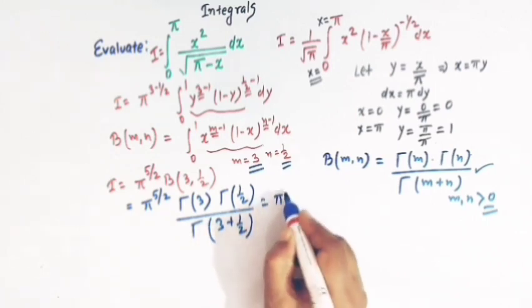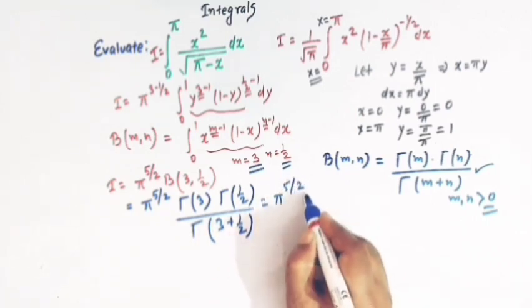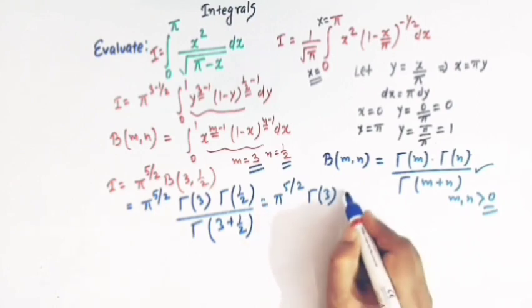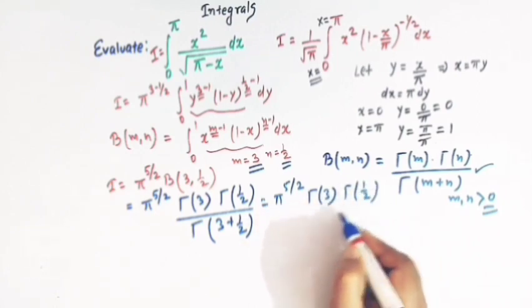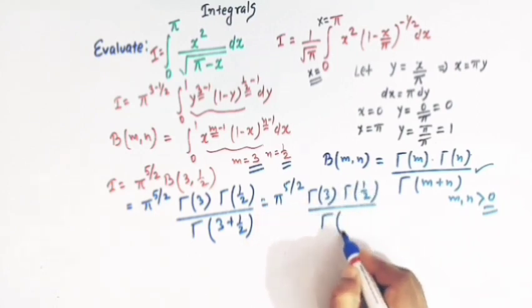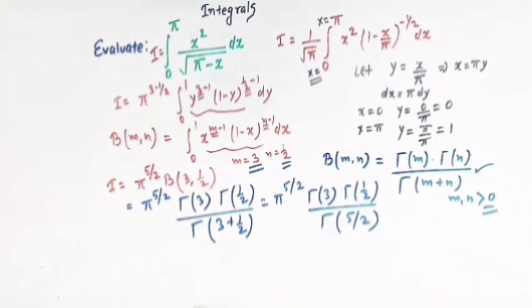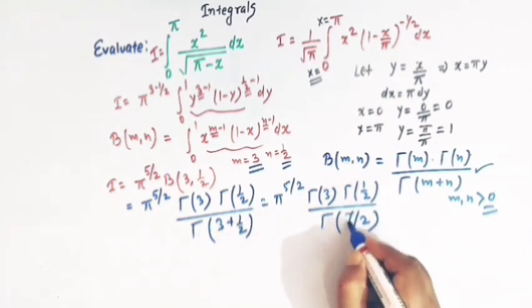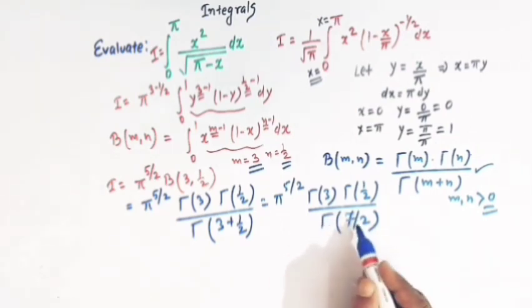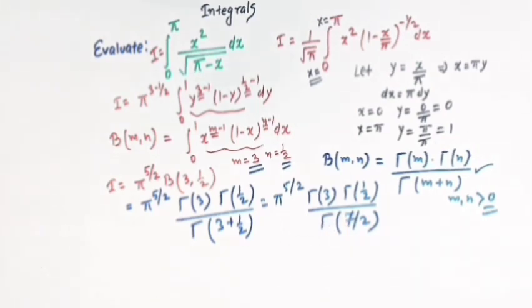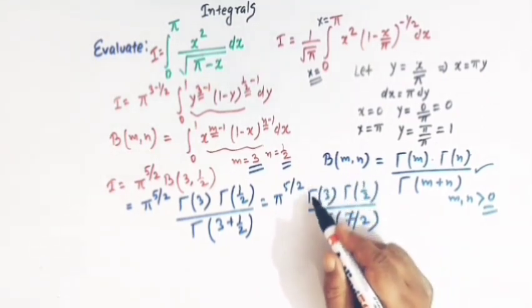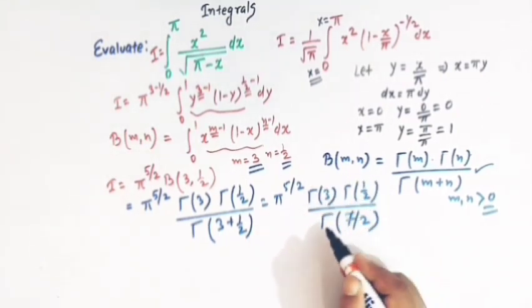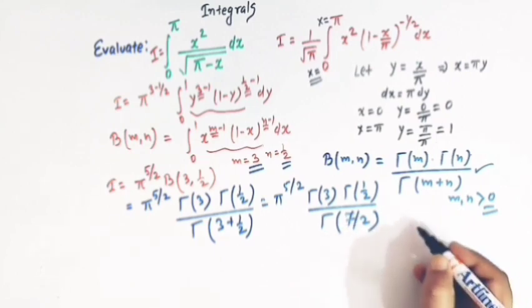So this is pi raised to 5 by 2, gamma of 3, gamma of half, and here we have gamma of 5 by 2. Sorry, here we have 3 to the 6, 6 plus 1, 7, right? So we have gamma of 7 over 2. So now let us write the values of gamma of 3 and gamma of 7 by 2, right?